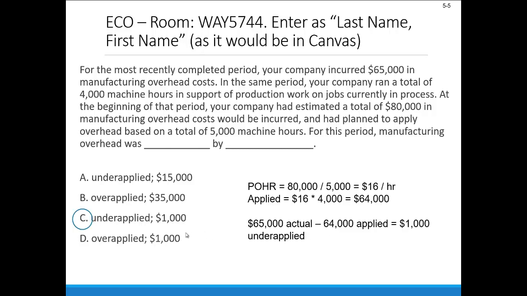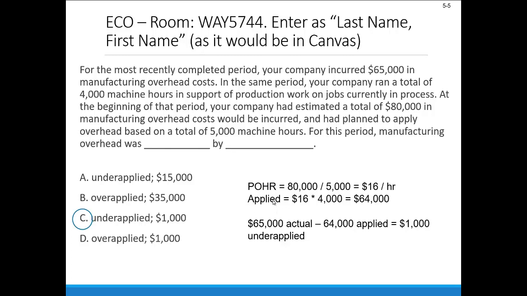That would be C, we're underapplied by 1,000. So first off, we want to keep in mind that whether overhead is underapplied or overapplied comes about by comparing actual overhead, 65,000 in this case, to total applied overhead, which we don't know yet. Okay, we don't care about that pre-period estimate anymore.